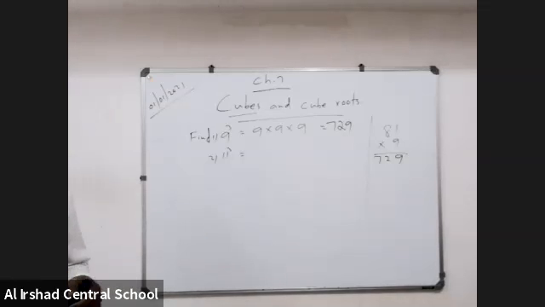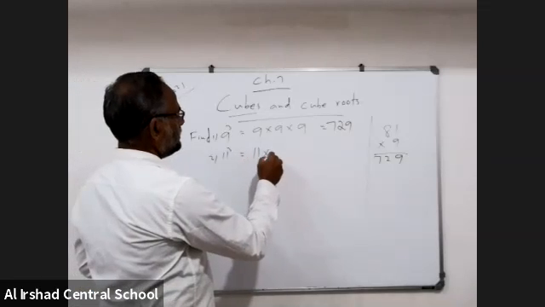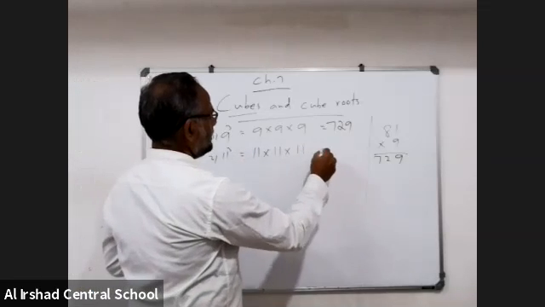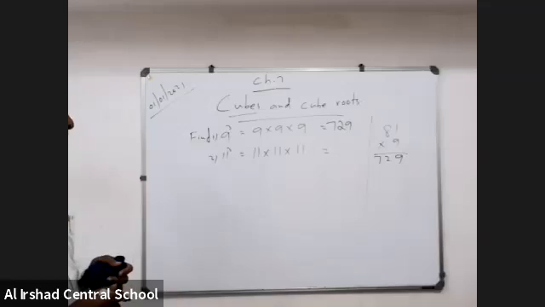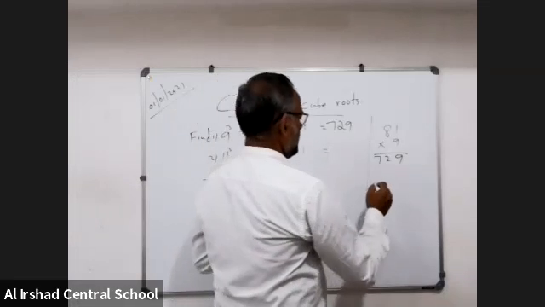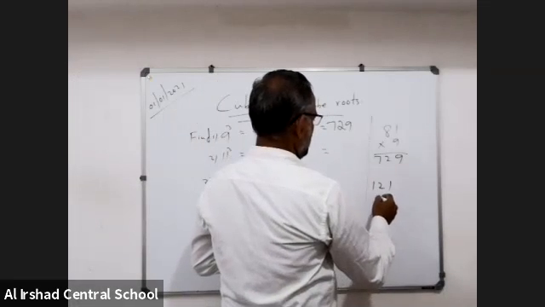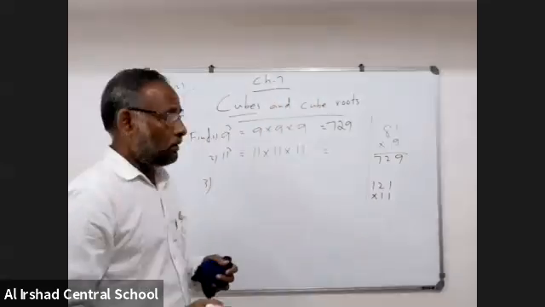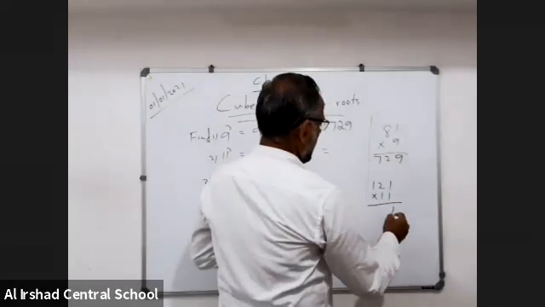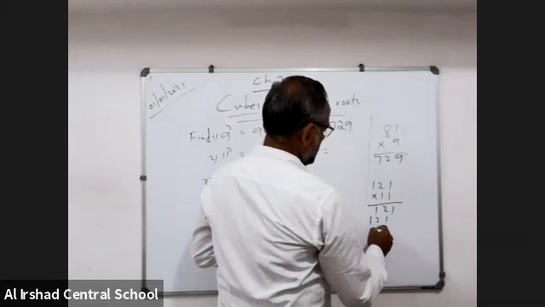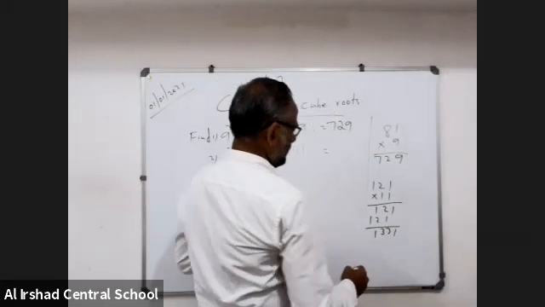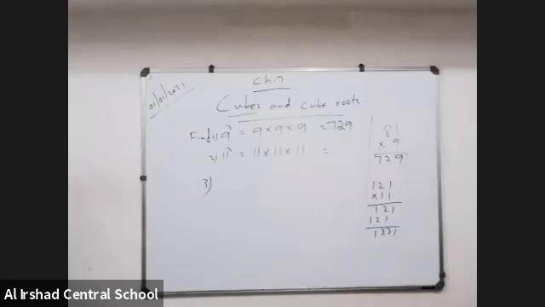Now, tell me 11 cube. 11 into 11 is 121, into 11. 121 times 11 gives 1331, because 11 is like the same thing. 1331, correct?